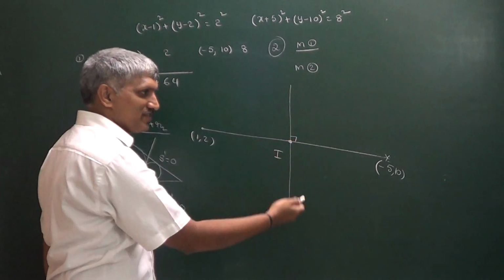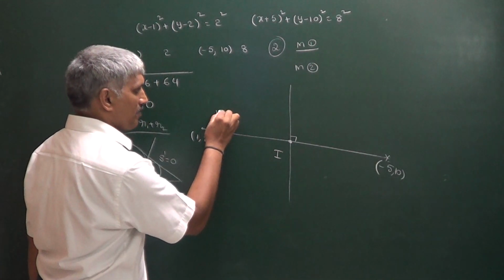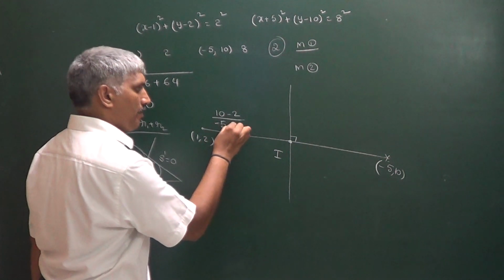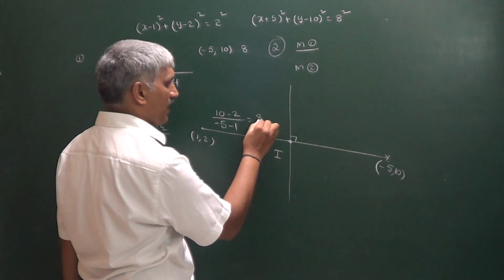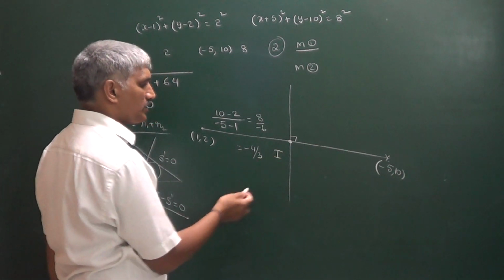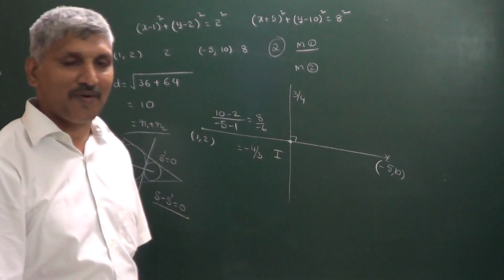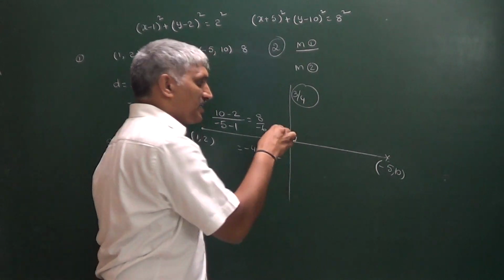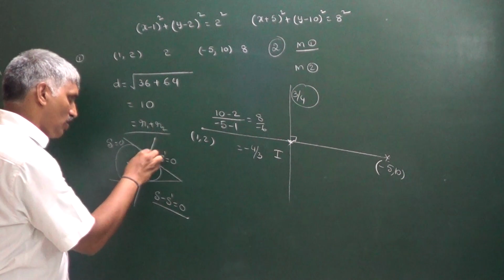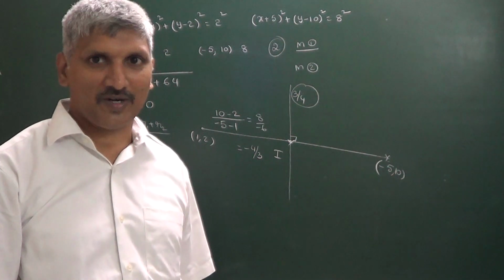Now the slope of this line is required. What is the slope of this line? This line's slope is equal to (10 minus 2) divided by (minus 5 minus 1), that is nothing but 8 divided by minus 6, which equals minus 4 by 3 is the slope of this line. Therefore automatically the slope of the tangent line is 3 by 4. You know the slope and we know the internal center of similitude. With the help of those two, we can find the equation of the common tangent, right? So that is the way of doing this particular question.